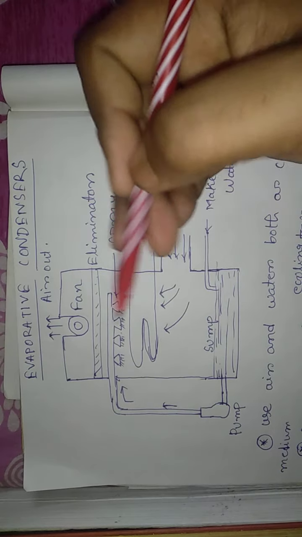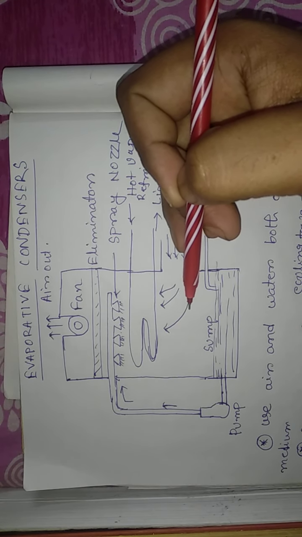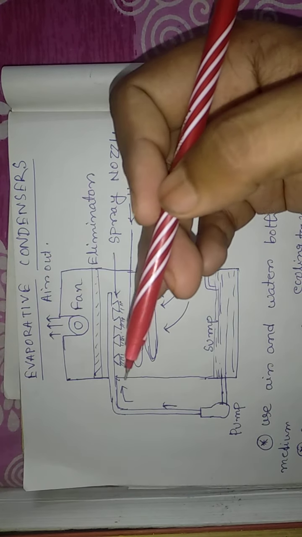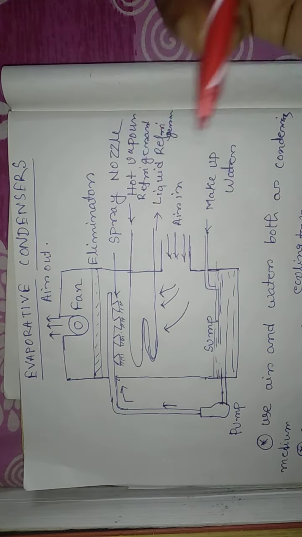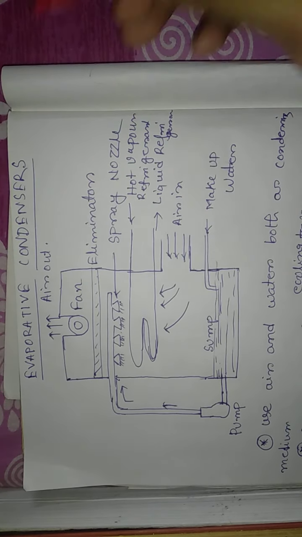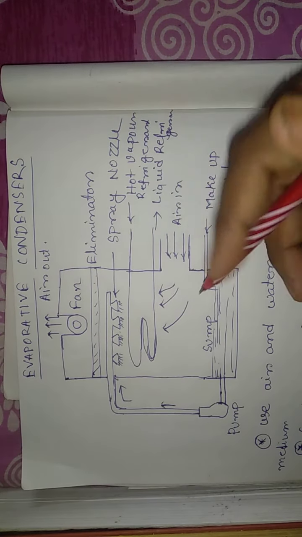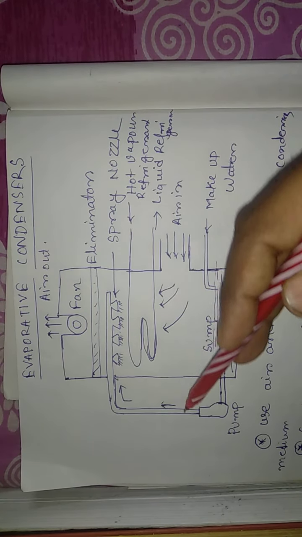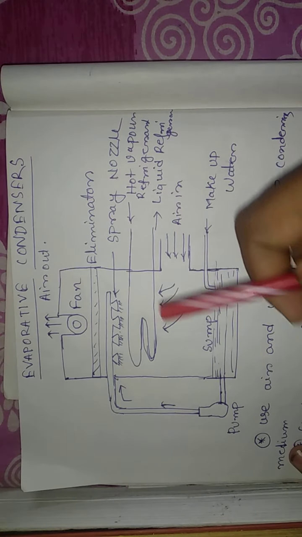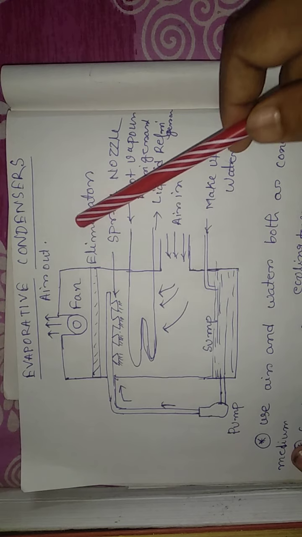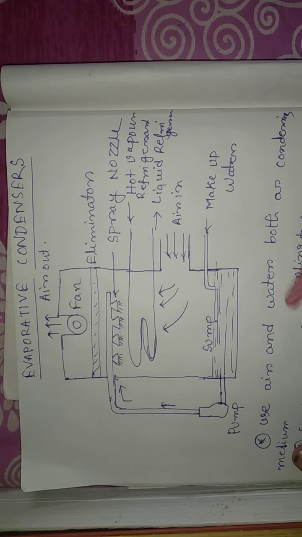The main function is to stop particles of water escaping along with the discharged air. And the main difference between air cooled, water cooled and evaporative condensers is that in an air cooled condenser the condensing medium is air. In a water cooled condenser, the condensing medium is water. But in an evaporative condenser, both air and water are condensing media.